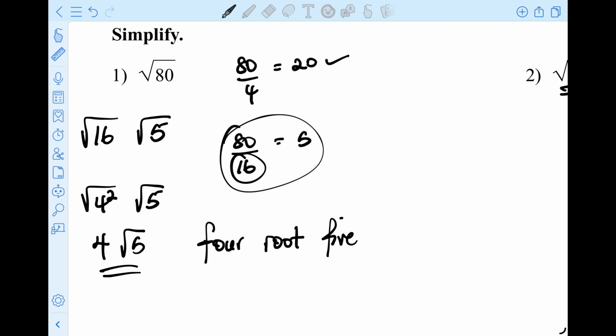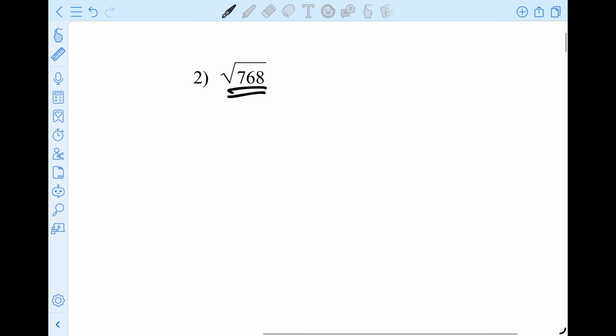Right? Let's look at this one. Bigger number. Is it scary? Let's see. Let's start small. 768 divided by 4, that works. That gives us 192. As you can see, we've got to keep going, okay? Let's go again. 768 divided by 9 does not work, okay? 768 divided by 16, that works.